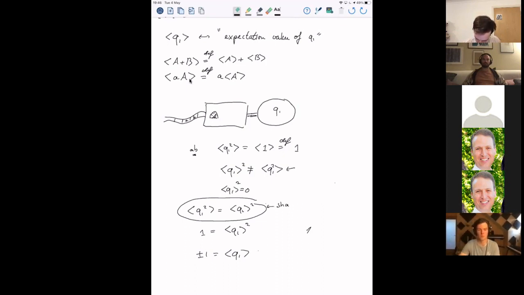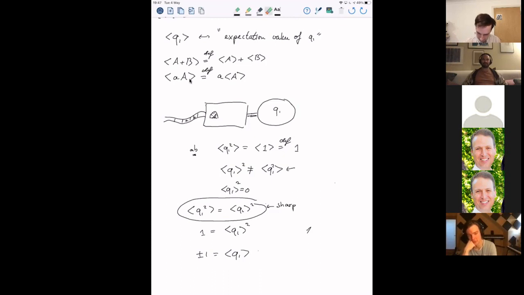Something is sharp if the expectation value of the square is equal to the square of the expectation value. There we go. I finally said it. And as I said, it's a property of the algebra of these Q numbers.